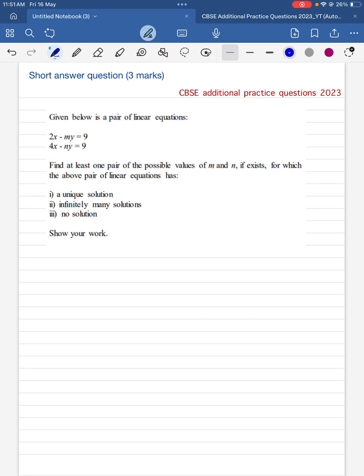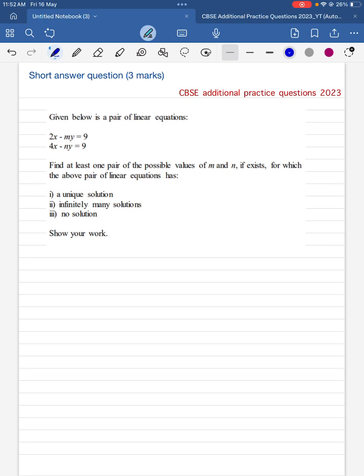You have to find at least one pair of the possible values of m and n, if it exists, for which the above pair of linear equations has, in the first case, a unique solution, in the second case, infinitely many solutions, and in the third case, no solution. And you have to show your work as well. Okay, so let's start with the first part.